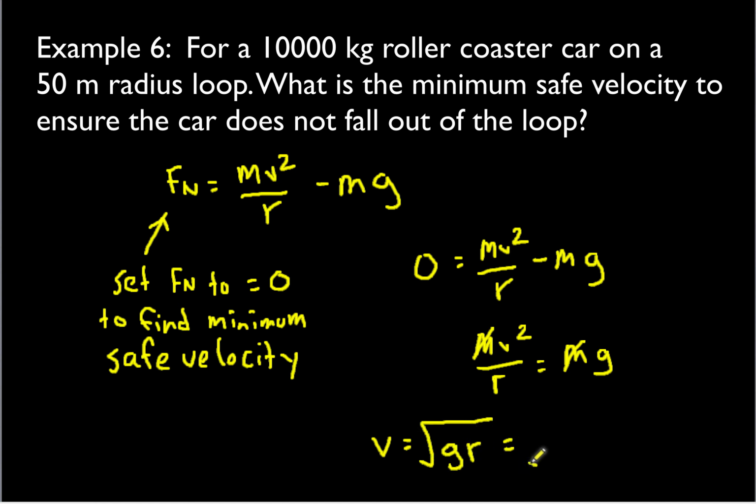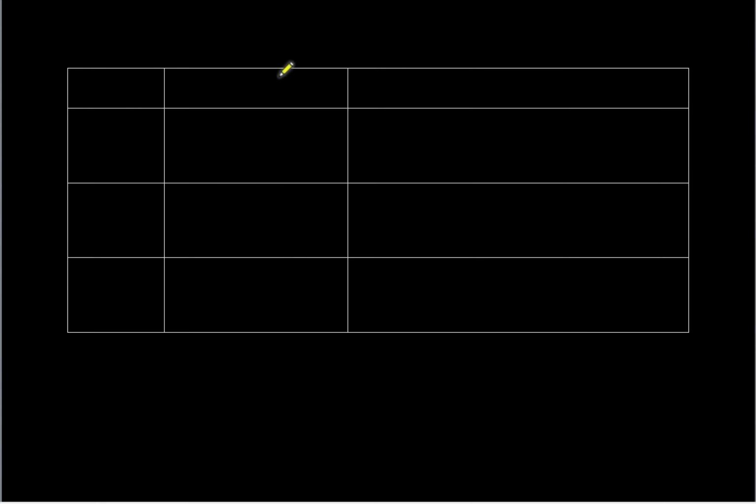So v equals root gr, which is root negative 9.81 times negative 50, which is the radius of our loop. This gives us a minimum velocity of 22 meters per second. If the roller coaster car goes less than this, the car will fall out of the loop.